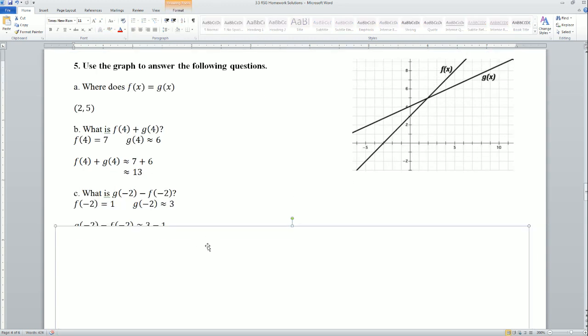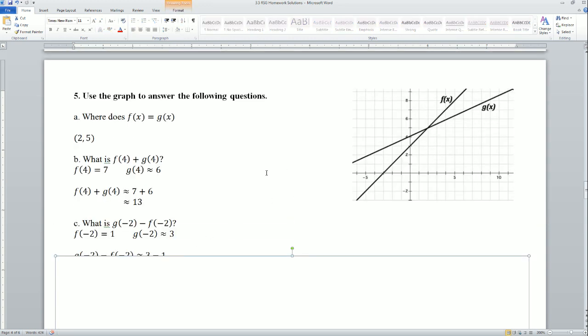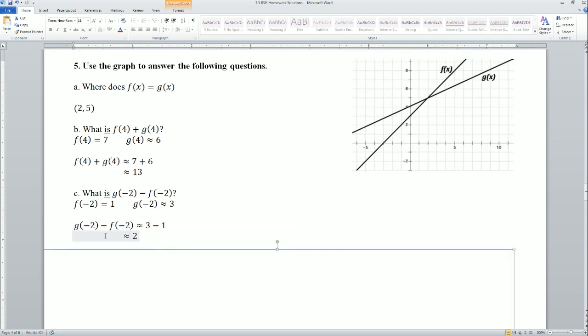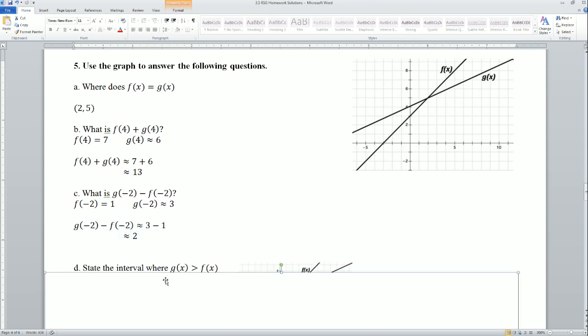What about g of negative 2 minus f of negative 2? So this is where the negative 2's are, right? So g of negative 2 looks like it is at a 1. F of negative 2 looks like it is at around 3. And then you want to do the subtraction, so it is approximately 3 minus 1. So the answer would be approximately around 2.